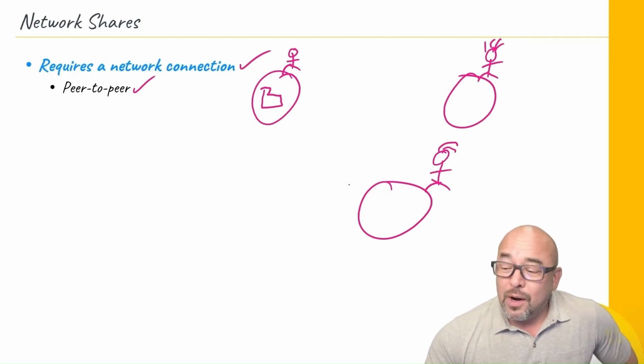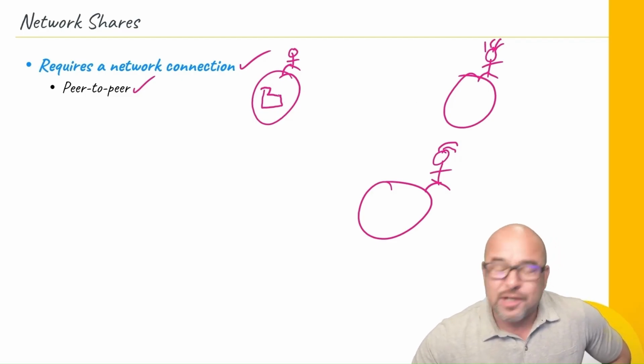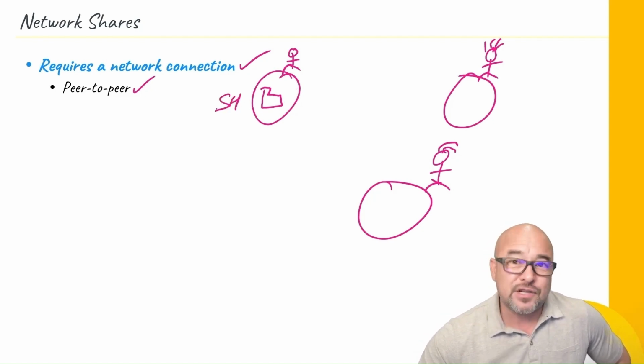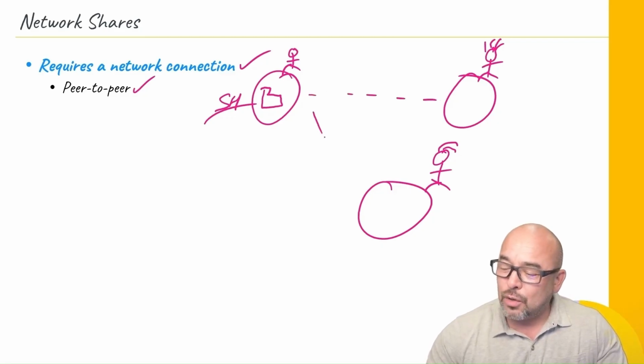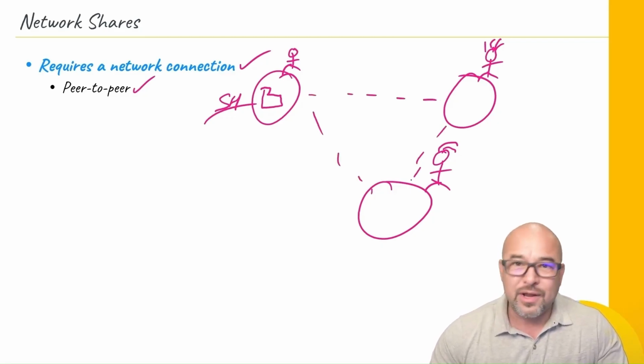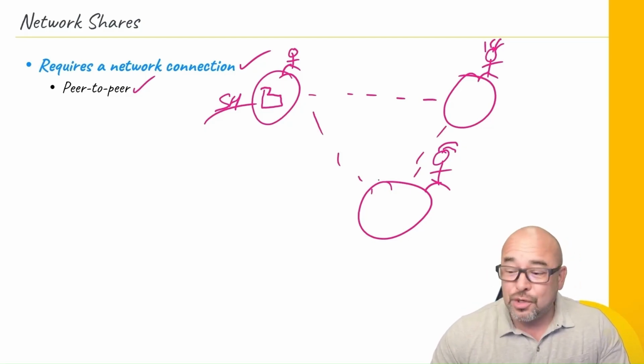Anyway, we're all in this office and we want to share the files. So what I could do in Windows, and I can show you how to do this in a moment, is share that file. I'll put an SH for share. I'll share that file, and then over our magical Wi-Fi here, or Ethernet, doesn't matter which one, these other people could access it. Now, here's an issue.